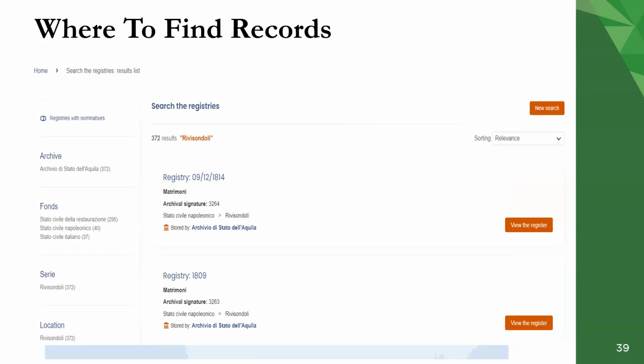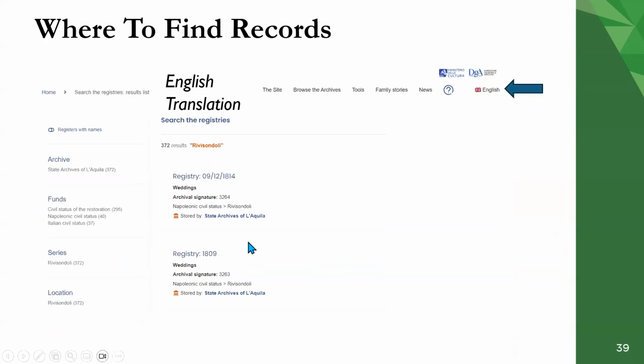It will be mostly in Italian. However, at the very top of the screen on the right-hand side, it will say English. You can click on that, and it will translate everything to English. Sometimes it will revert back to Italian, and then you have to click it again. It's not foolproof, but after a while, you're going to get used to the Italian words, and you won't need the English translation anymore.